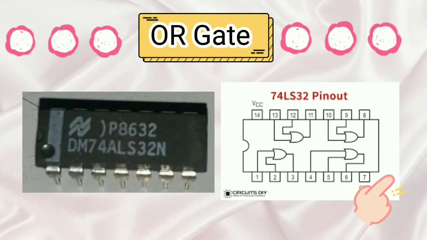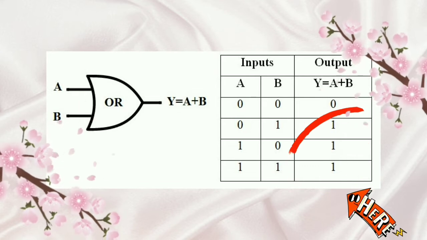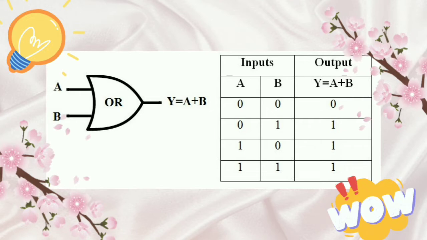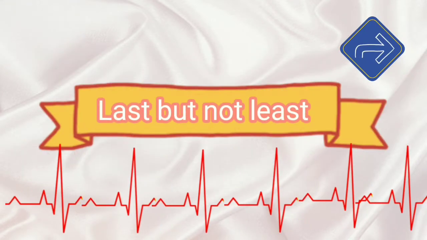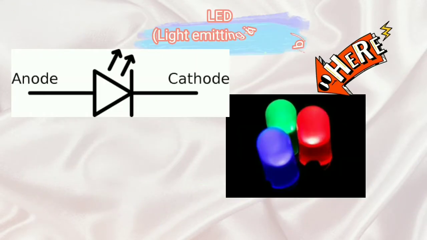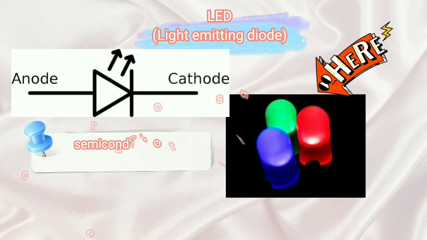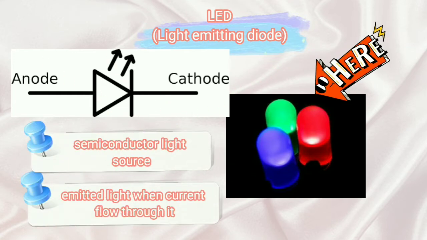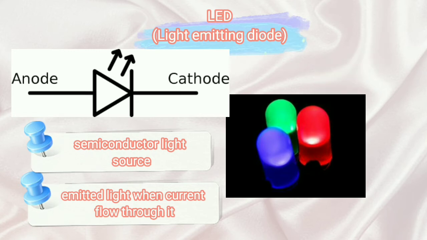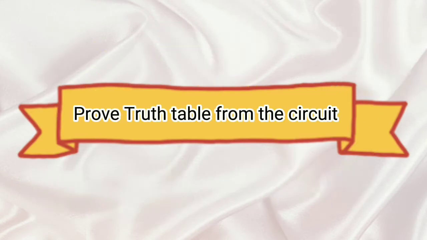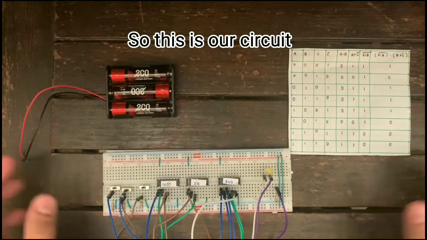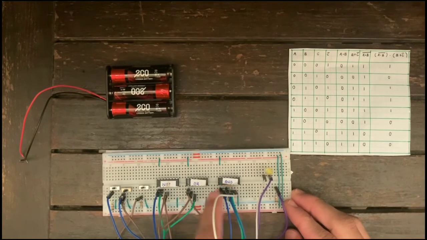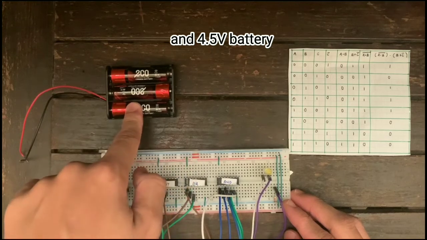Next is the OR gate. A high output results if one or both the inputs are high. If there is no input at high, a low output results. Last but not least, the LED, light emitting diode, which is a semiconductor light source. Its function is to emit light when current flows through it. That's all for the component. So this is our circuit. In this circuit, we use NOT gate, OR gate and AND gate and 4.5 volt battery.